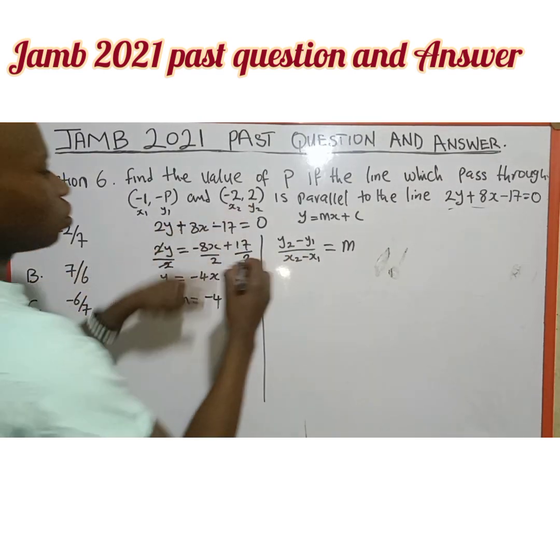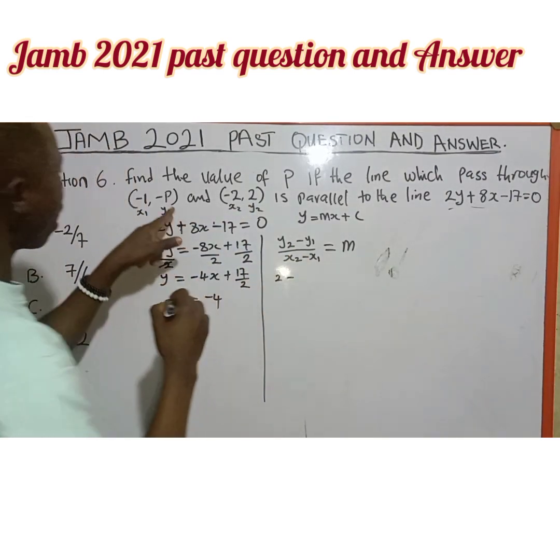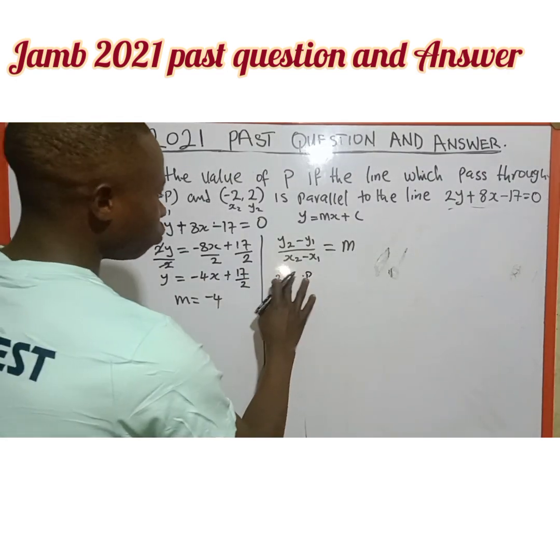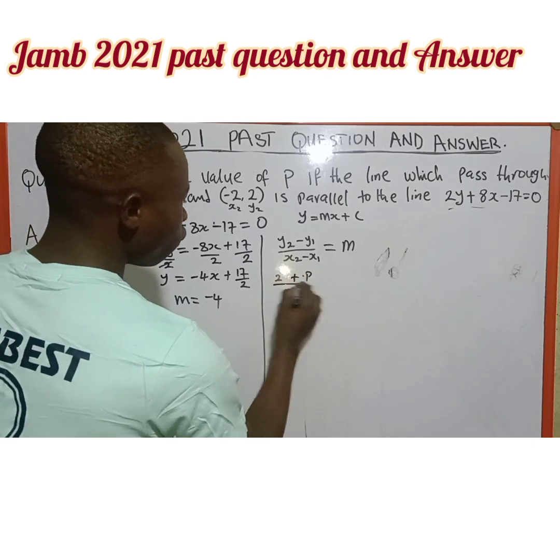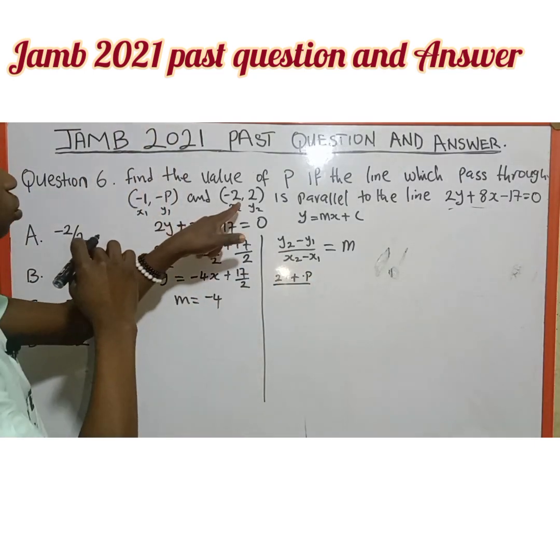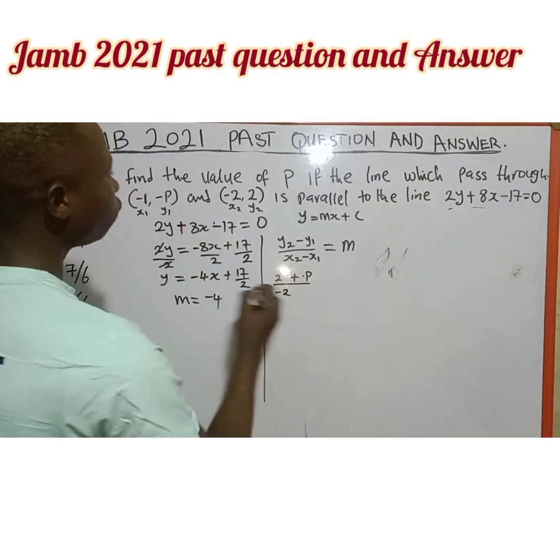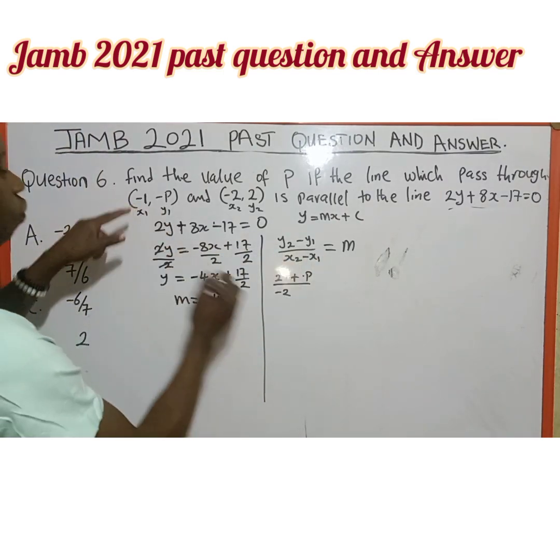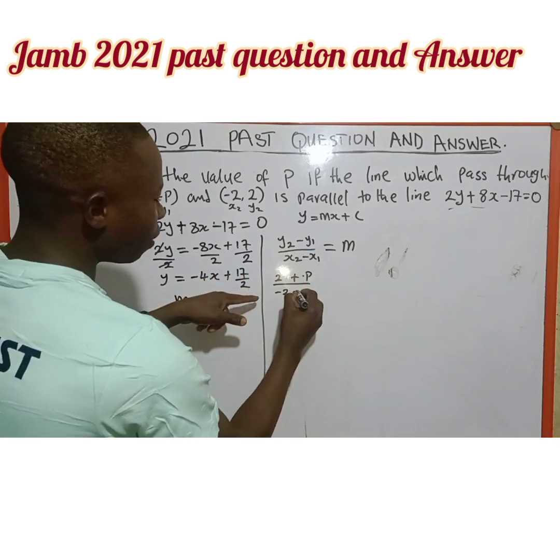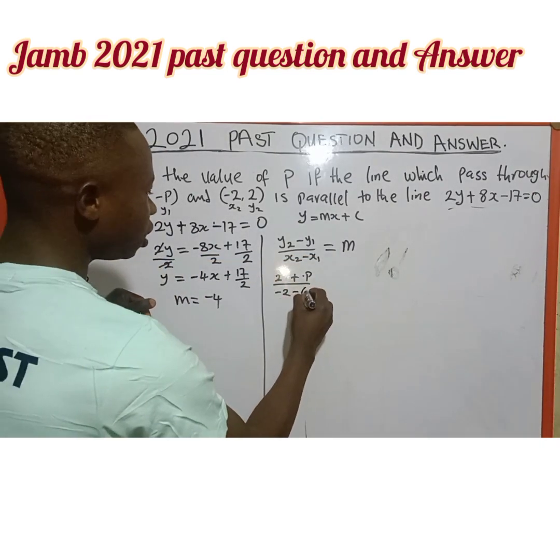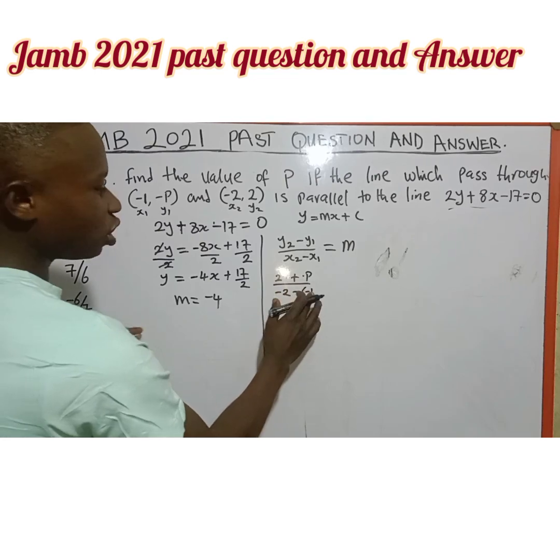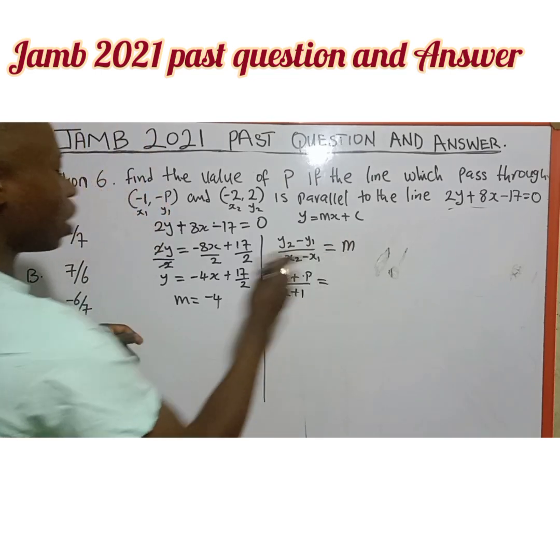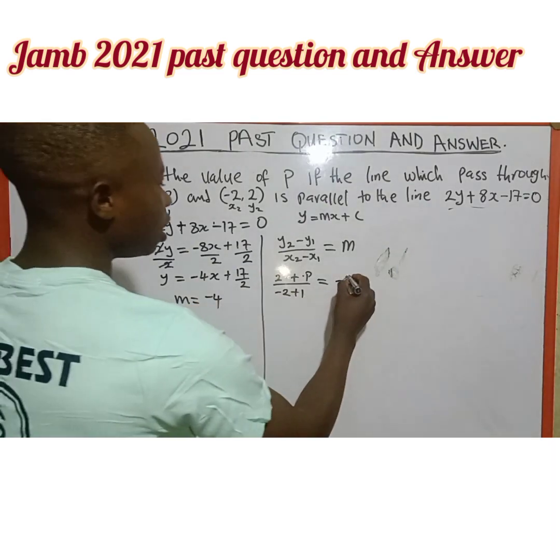So my y2 is 2, then minus y1, which is minus p. So negative and negative will give me positive. Then over s2. Where's my s2? This is my s2. My s2 is -2. Then my s1 is -1. So from the formula, we have another negative, then -1. So negative multiplied by negative will give me +1, which is equal to m. And remember, my m is -4.